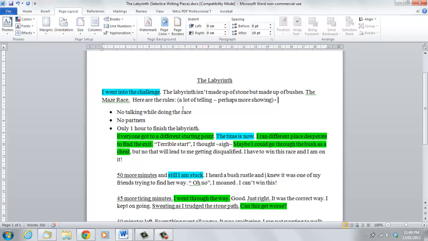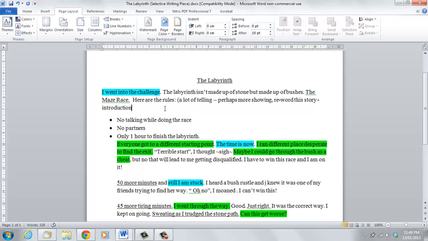I would reword this story. Just the top part. I guess the introduction, because the introduction is really important, given that that is the first part the assessor actually reads. Okay, I went into the challenge. I went into this challenge.